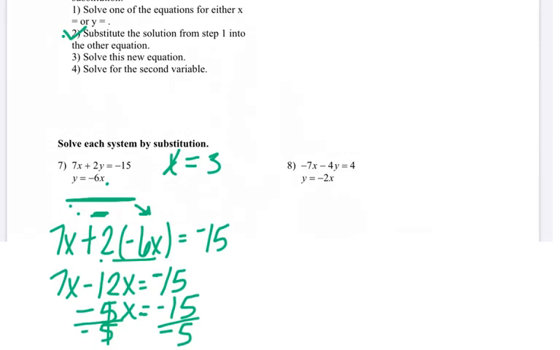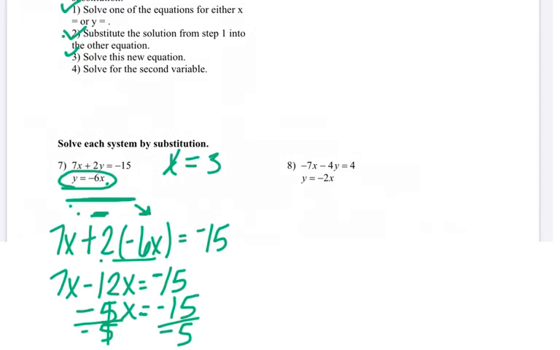Okay, so now we have started the first part. We did step 1 and step 2. Now we solved this new equation. So that was step 3. So now we're just going to solve for the second variable. That means we're going to come over here to our other equation. We have x, so we need y. So we're going to plug in. Okay, so we are going to plug that 3 in for x.